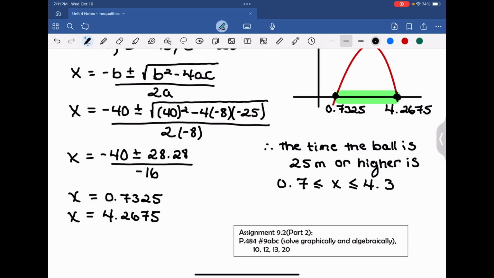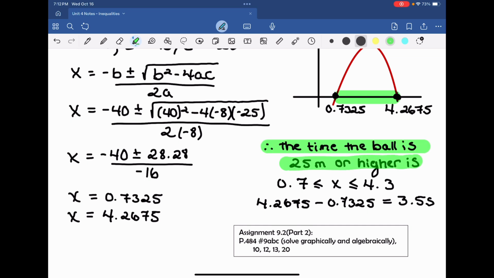So let's just write out that subtraction just so we can see it. The inequality of it being in the air is represented by this piece, and then the specific time is actually represented by 4.2675 minus 0.7325, which is equal to 3.5 seconds. There we go. So I like to include the inequality in the answer like this purely because the inequality is representing where it belongs, 25 meters or higher in the air.